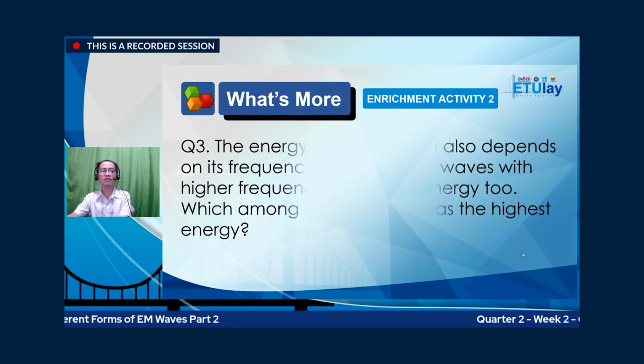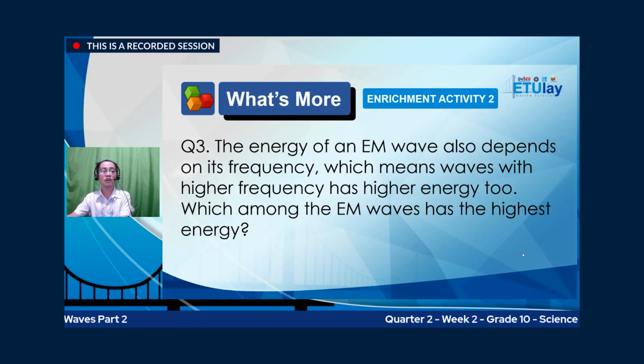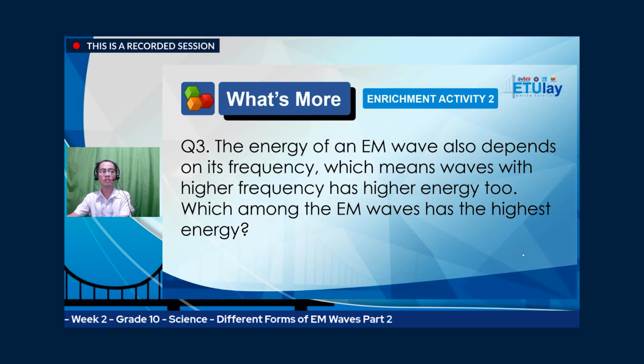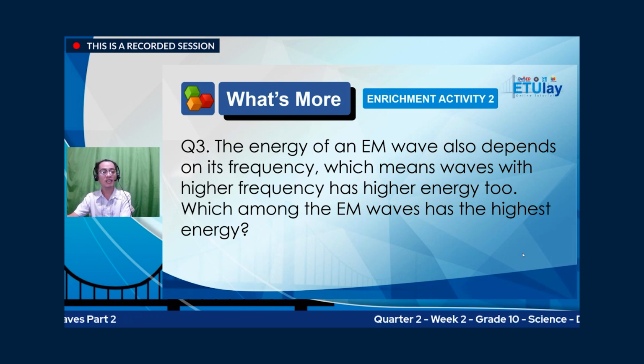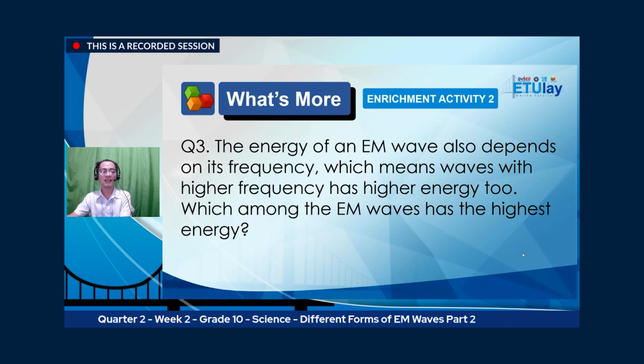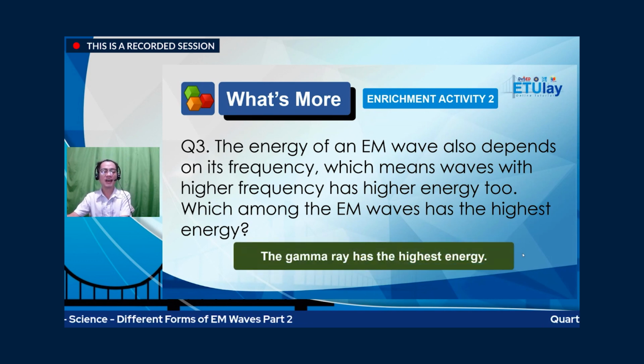What have you noticed on the frequency ranges in terms of hertz as EM waves progress from radio wave to gamma rays? But before you answer, let's move to the next part, and this is question number 3. The energy of electromagnetic wave also depends on its frequency, which means waves with higher frequency have higher energy too. Which among the electromagnetic waves has the highest energy? If your answer is the gamma ray has the highest energy, you are mahusay.